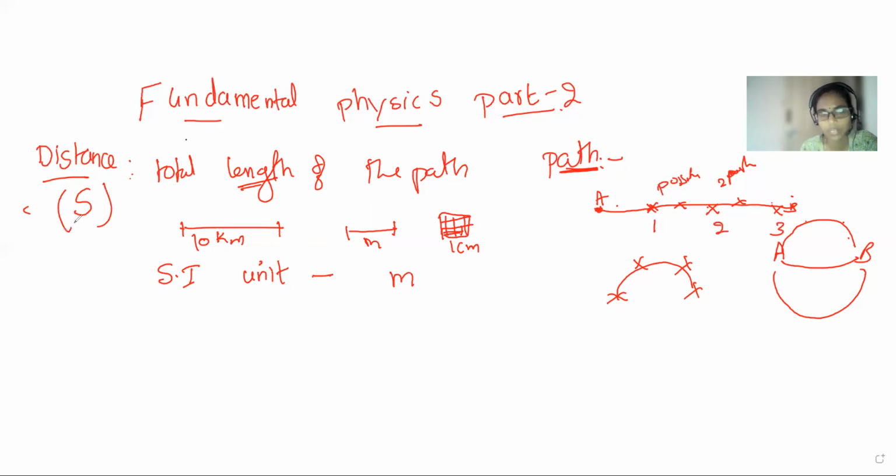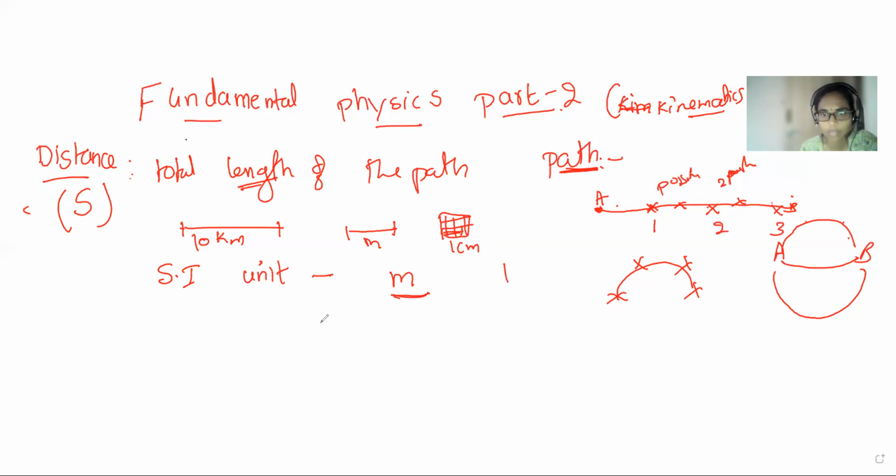Please remember, children, in kinematics, the branch of physics where we study the motion of objects, that is what we call kinematics. So in kinematics, we are going to use these terminologies. For distance, the symbol will be S. The SI unit will be meter.